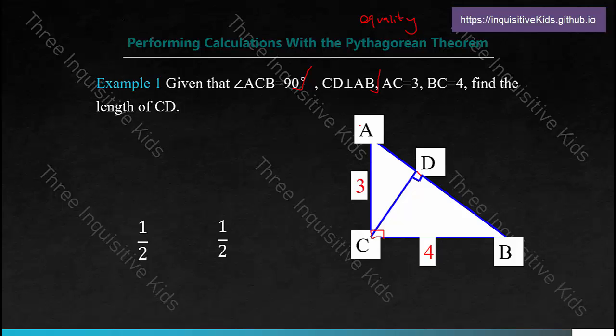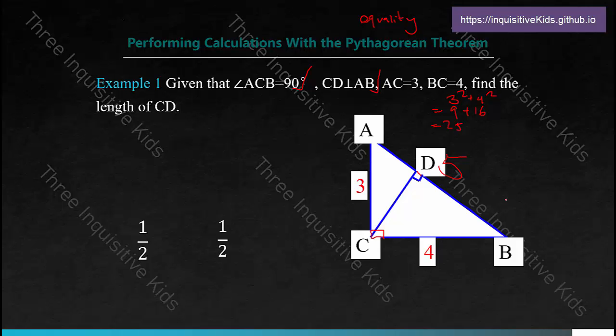Well, first, what do we know? We know that if we already have this leg's value and this leg's value, we can definitely find out AB, which would just be 3 squared plus 4 squared. And that's 3 squared is 9, 4 squared is 16, and the sum of that is 25. That means that AB equals 5. So now we're trying to find CD here. But how does that help?